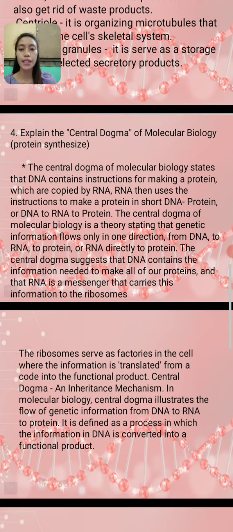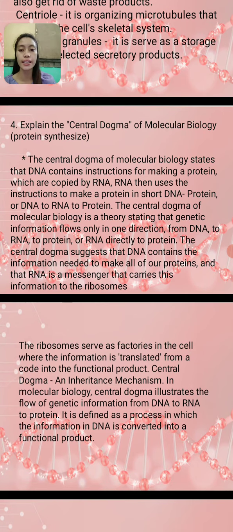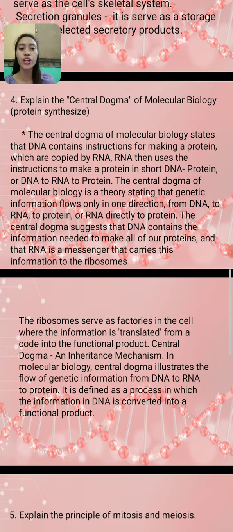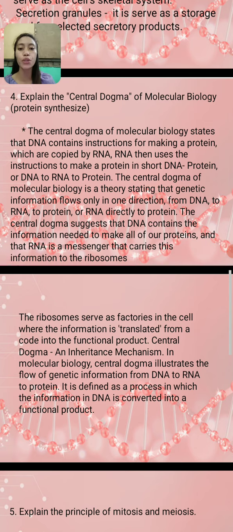Number 4. Explain the central dogma of molecular biology, protein synthesis. The central dogma of molecular biology states that DNA contains instructions for making a protein, which are copied by RNA. RNA then uses the instructions to make a protein. In short, DNA to RNA to protein.